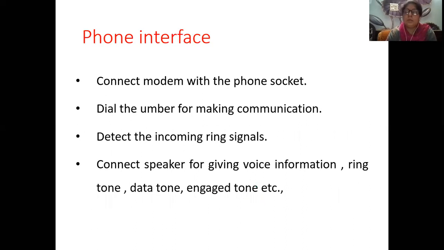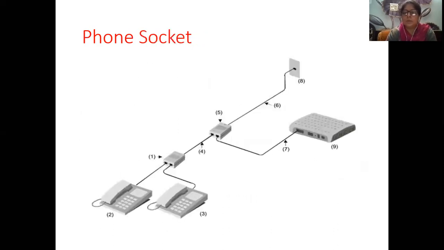What is the use of phone interface? It is used to connect your modem with the phone socket to make communication possible, to detect the signals, and to connect the speakers for giving voice information and other kind of audio data. This is the figure which is showing how we have connected our modem with telephone line sockets so as to complete our communication process.